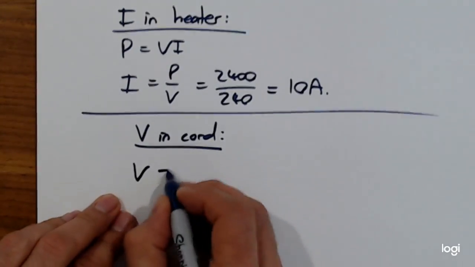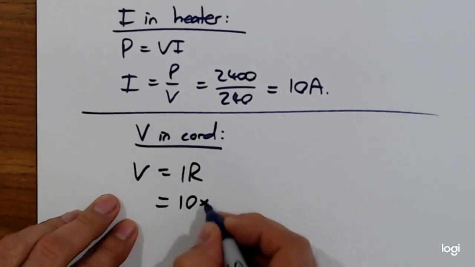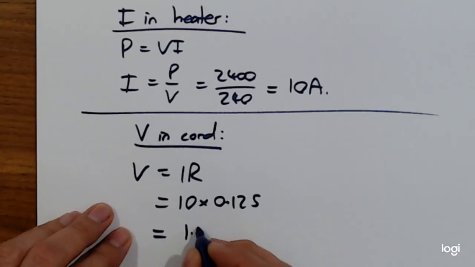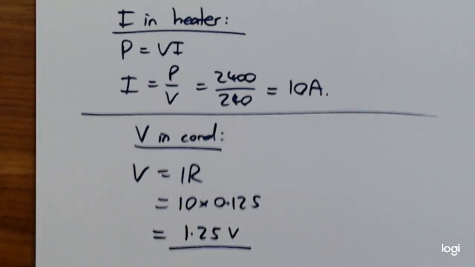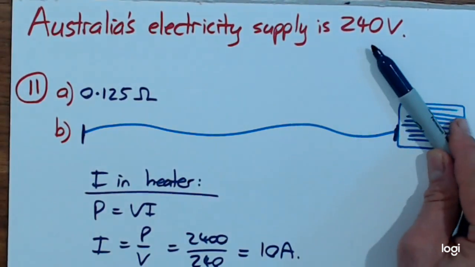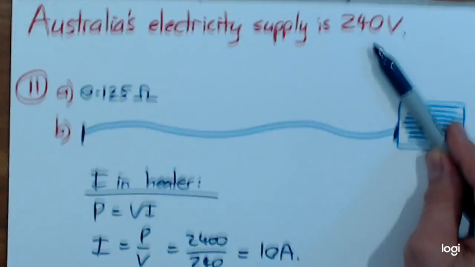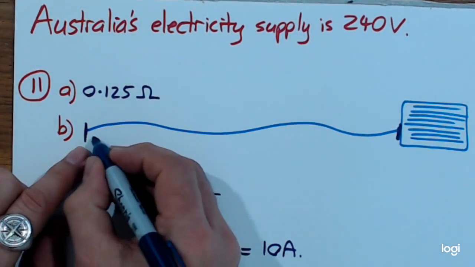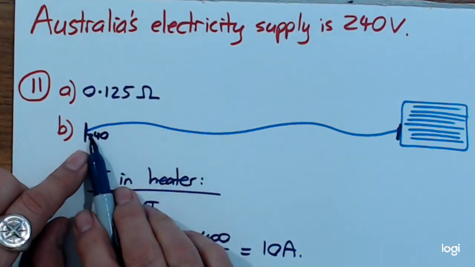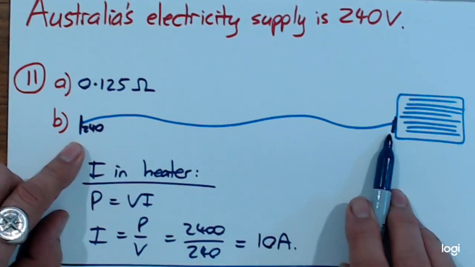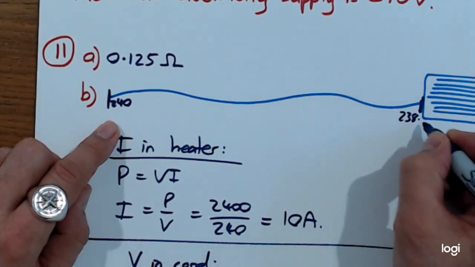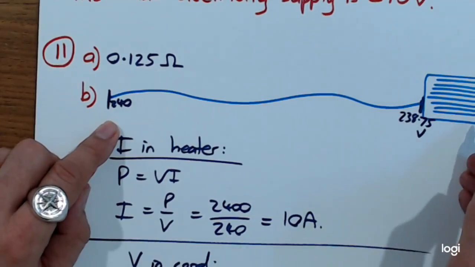Okay, V equals IR. 10 times the resistance was 0.125. 1.25 volts. So 240 volts is Australia's electricity supply. That's what's coming out of every one of those power sockets that you've ever seen. It's going to have 240 volts here. And because the power cord has a little bit of resistance itself, it's going to lose 1.25 volts. So it's going to have 238.75 volts when it gets into the heater.